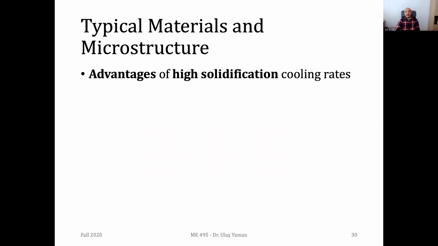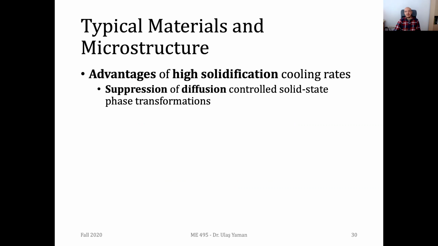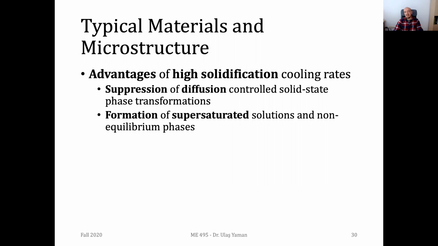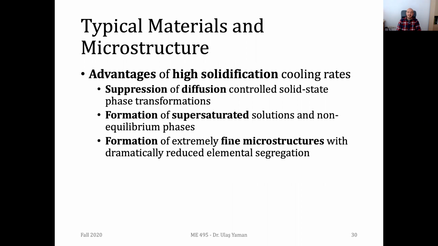So what happens if you have high solidification cooling rates, which means that your laser is moving faster and your molten pool will quickly be solidified? With the help of it, we'll have many advantages. We will be suppressing the solid state transformation. We will have some supersaturated solutions. These are some metallurgical properties. In summary, we'll have very fine microstructures, which results in high strength. So it's actually what we want to have in our processes all the time. If you have them, then your mechanical properties will be much better.